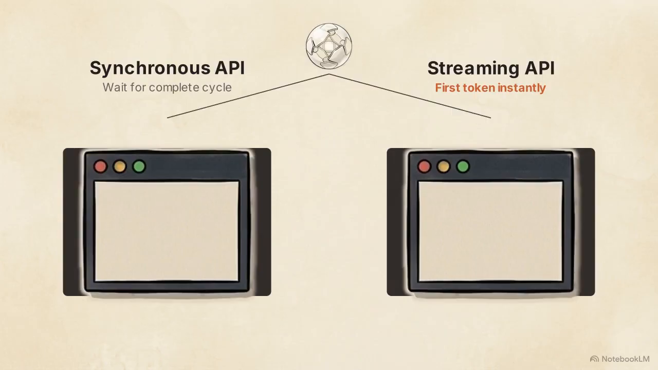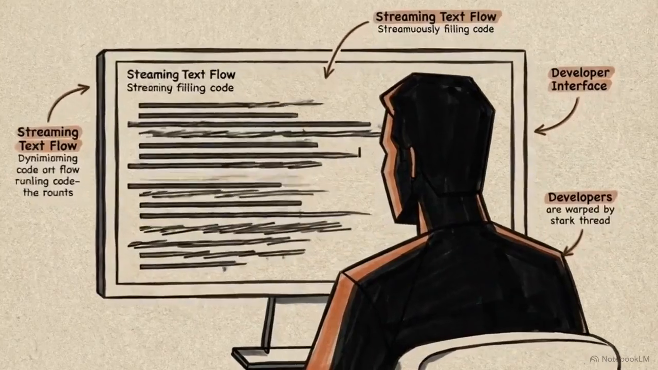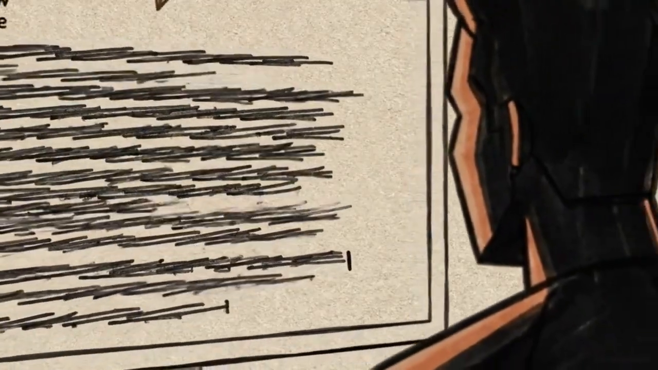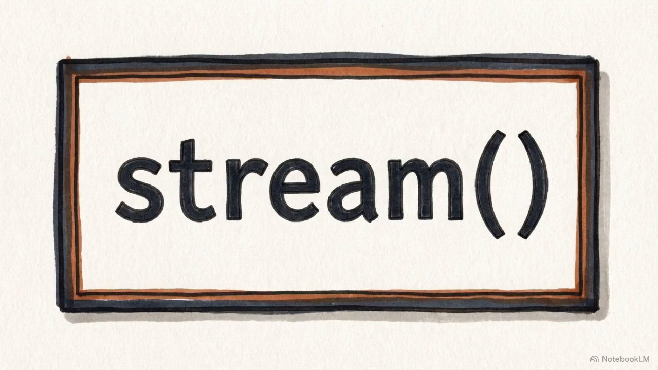The difference is immediate. On the left, the user waits for a complete processing cycle. On the right, the interface responds the moment the first token is produced. By utilizing streaming, you align the application's feedback loop with the model's generation speed, creating an interface that feels responsive and active.